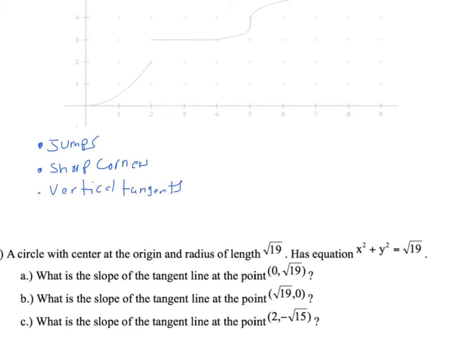So if we move along this graph, at this x value, we jump from this point to this point. So we don't know whether we should be drawing in this tangent or this tangent. So we have this function not differentiable at x equals 2. And our reason is because we have a jump, or we say the graph is discontinuous.